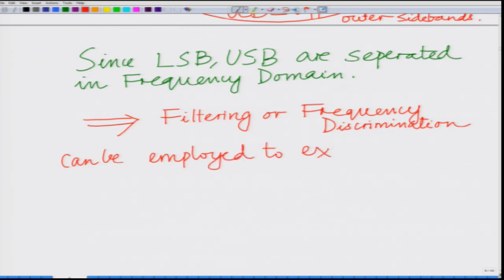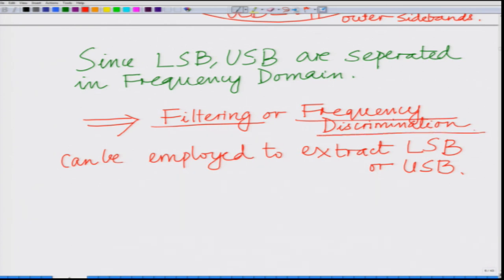This implies that filtering, or basically frequency discrimination, can be employed to extract the LSB or the USB, either the lower sideband or the upper sideband. So one can use filtering or frequency discrimination to extract the LSB or the USB.